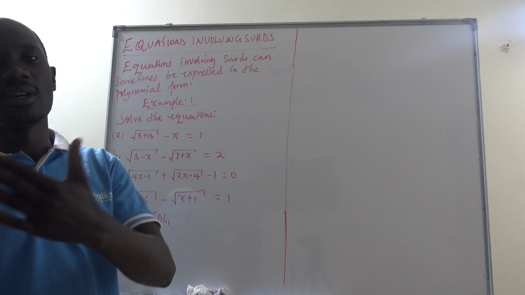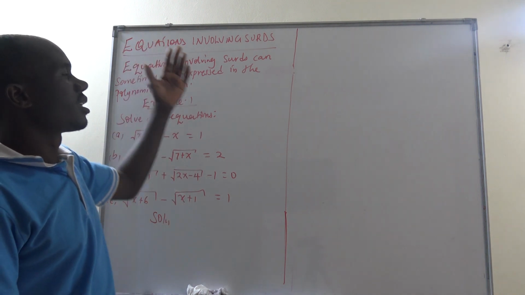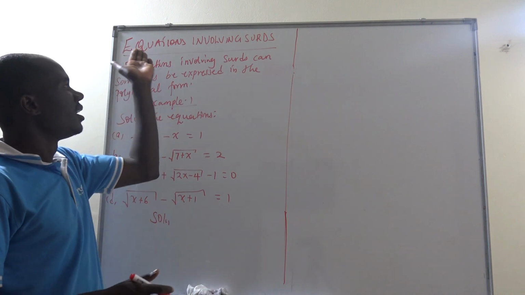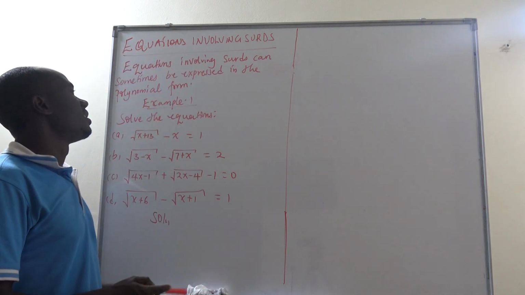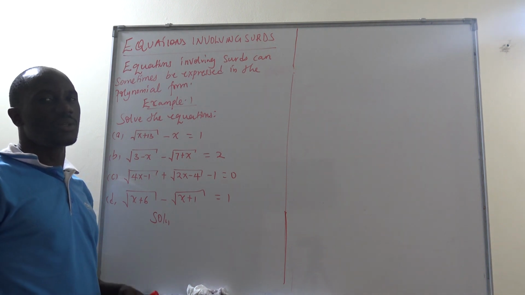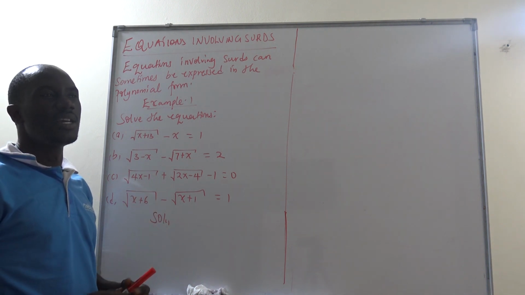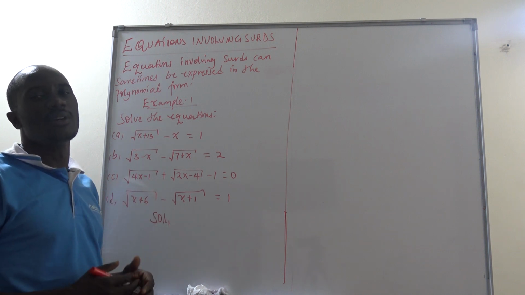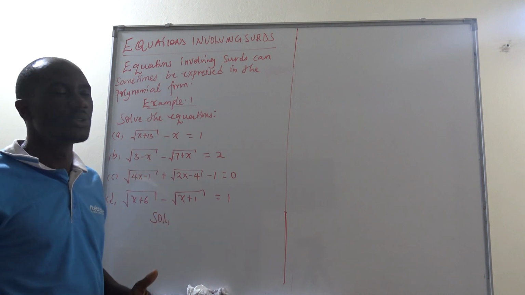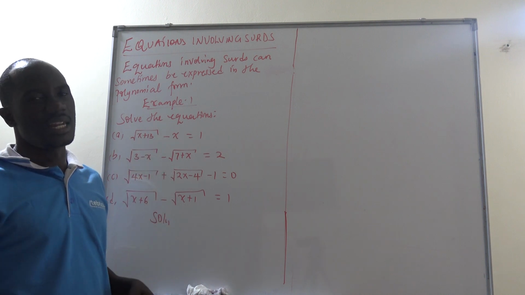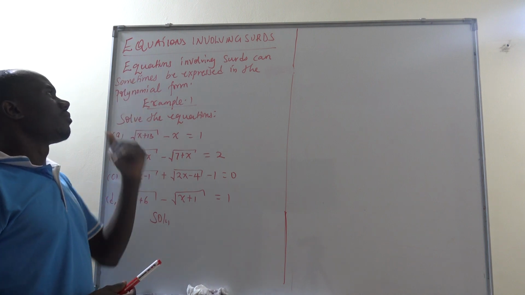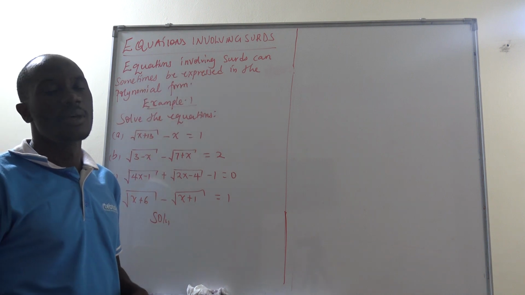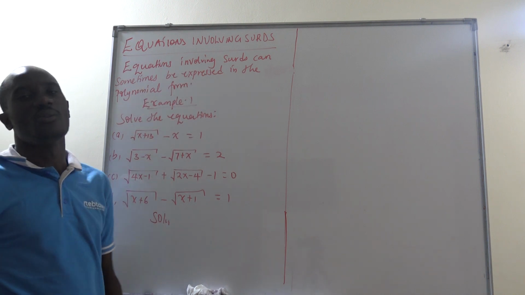As we have been looking at equations and identities, today we are going to look at equations involving surds. Surds are irrational numbers which cannot be simplified to their simplest form, or numbers which have no exact square root or exact cube root. We call them surdic numbers. We have said that equations involving surds can sometimes be expressed in polynomial form, where we say this one has a degree of this.